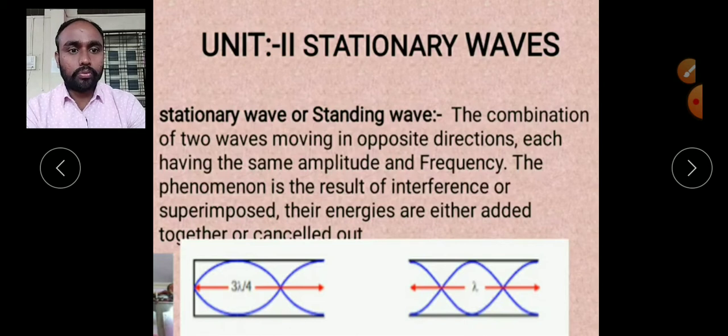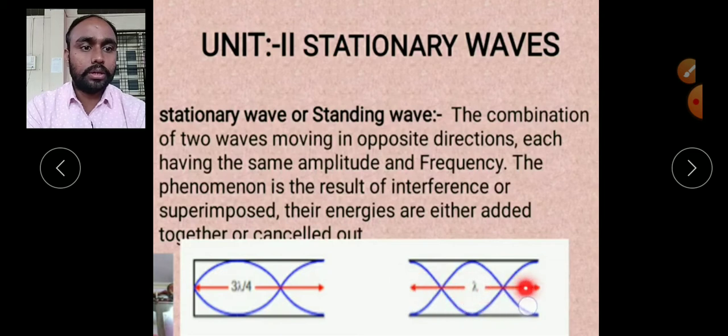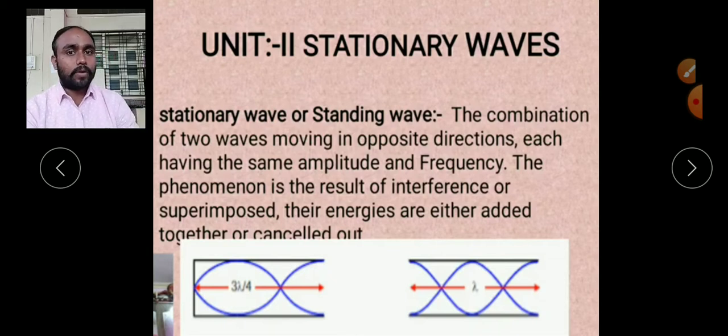Moreover, the complete wave, that is, between any two nodes or antinodes, one complete cycle, is nothing but the wavelength. It is called the wavelength. So, the length of one wave is called the wavelength.